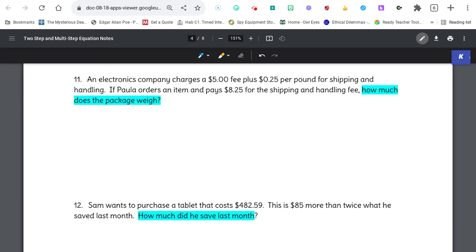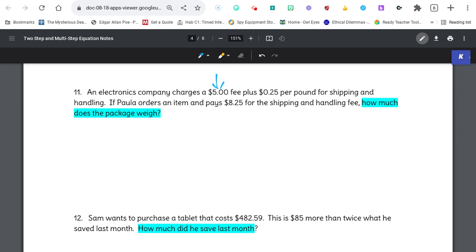All right, this is what you should have gotten for 11 and 12. Let's go ahead and check it. It says an electronics company charges a $5 fee, so they're going to charge that anyway, plus 25 cents per pound for shipping and handling. So they charge you $5 just to use their service, and then they weigh your package and they charge you 25 cents for every pound that it weighs.